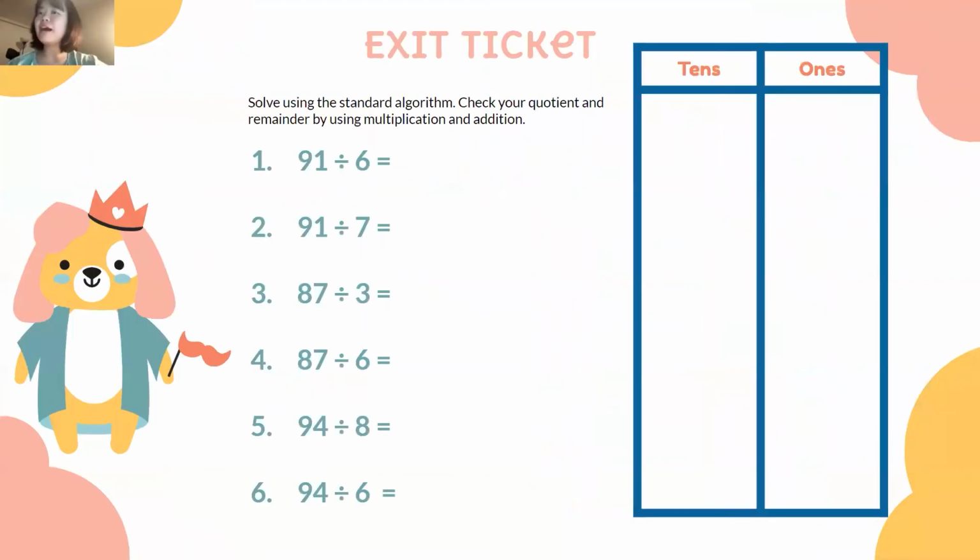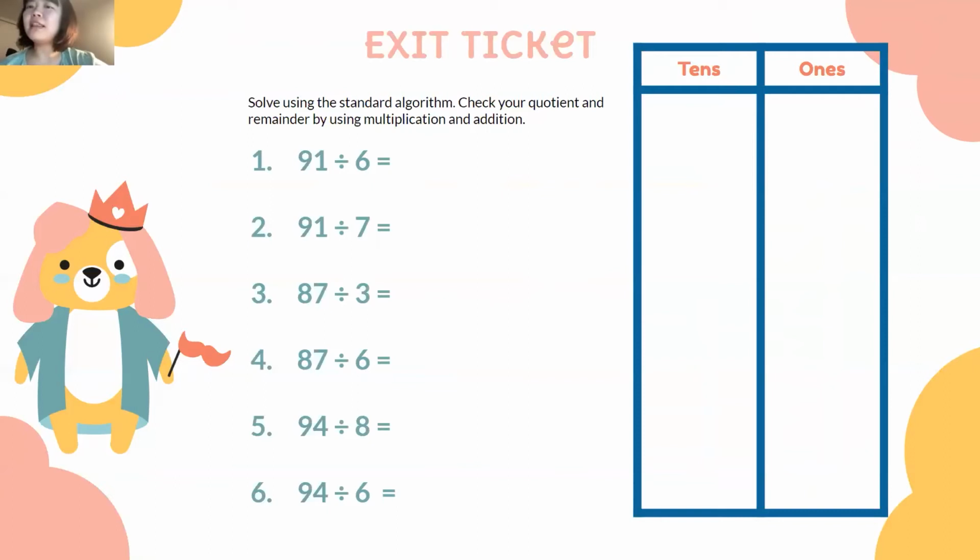Okay, and now it is your turn. I will give you about 6 minutes for you to solve the problems. And remember to use the place value chart on the right side. And we will come back and go over the answers.